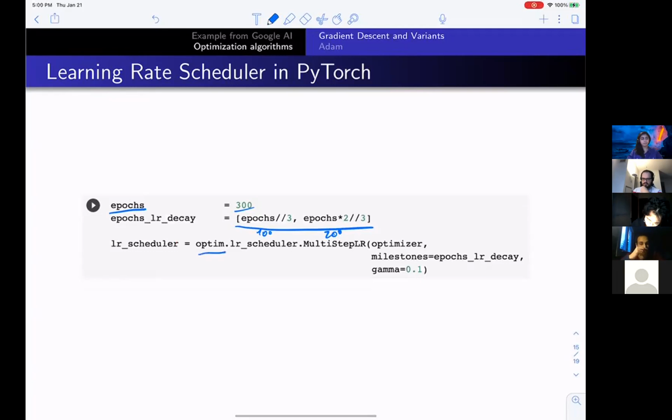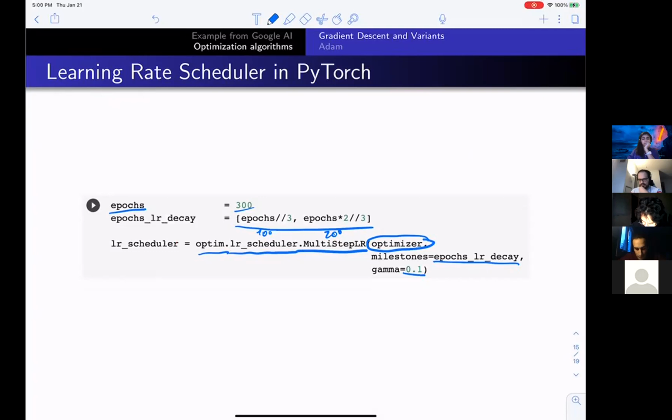And then optim is a part of PyTorch. lr_scheduler.MultiStepLR takes the optimizer that you constructed in a previous slide and takes the milestones, which is the places in which you would like to decrease your learning rate, and also takes gamma, which is the factor by which you multiply your learning rate at these milestones.